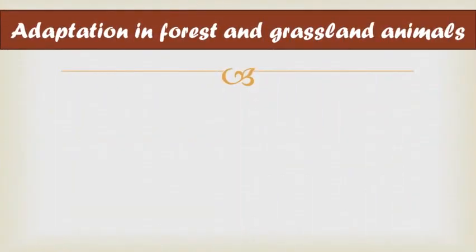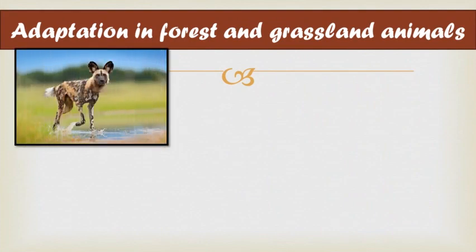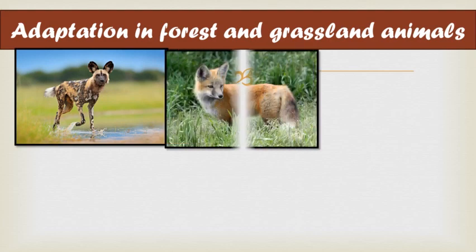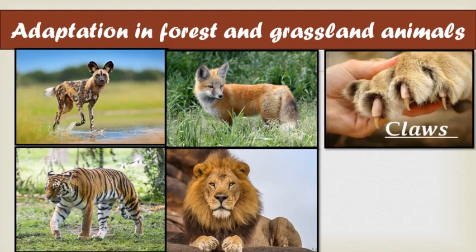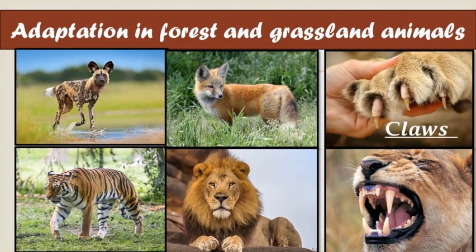Next we have adaptation in forest and grassland animals. Students, the carnivorous animals like the wild dog. Carnivores means the animals which feed on other animals. The wild dog, fox, tiger and lion have strong legs to run fast and capture the prey. Now what is prey? The animals which are hunted by these carnivores for food. And they have claws, and their canine teeth are sharp and pointed.